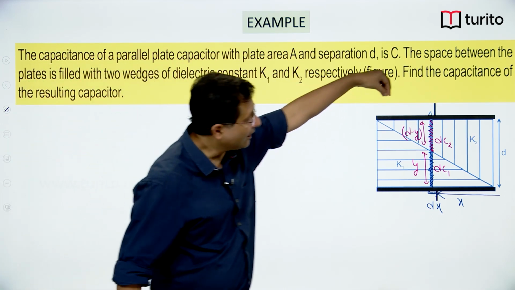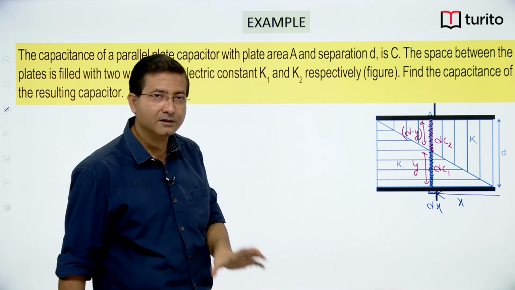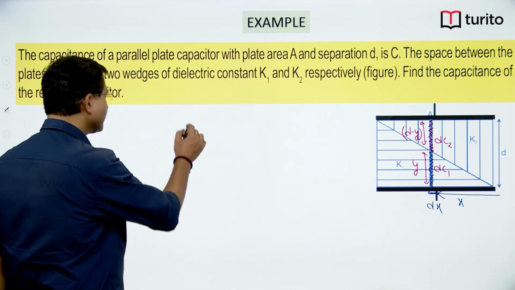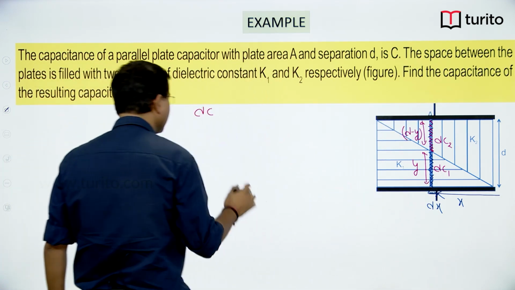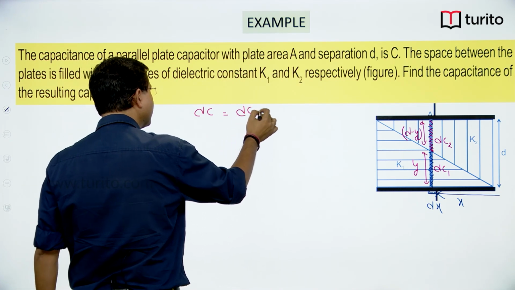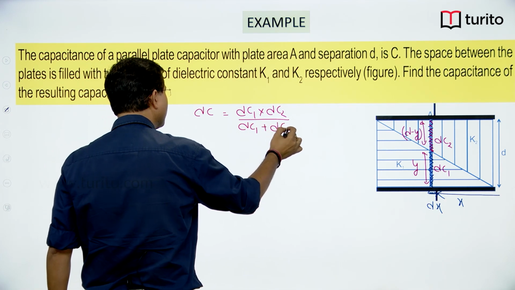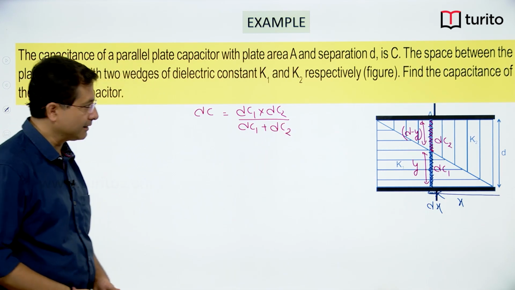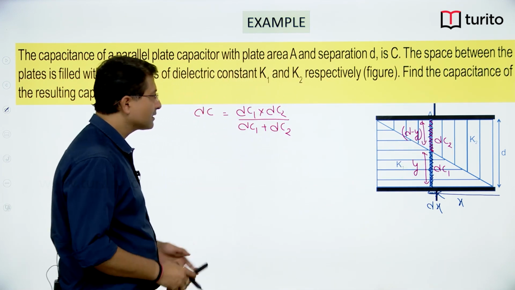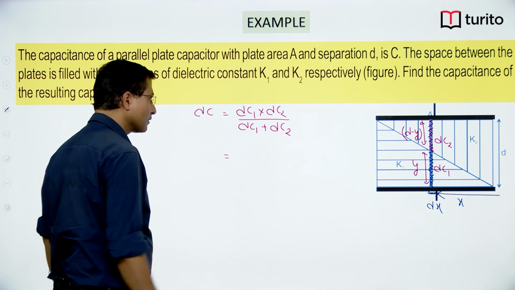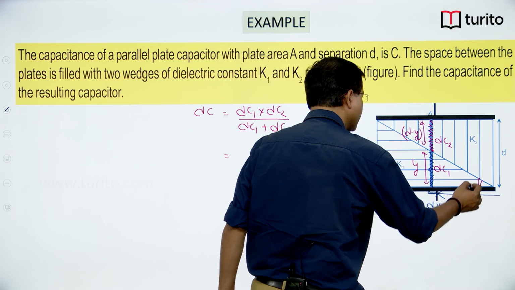Let this height be y, the remaining is d minus y. As charge goes this way, both capacitors will be in series combination, and we will apply the series combination formula. dC for this small element I am getting as dC1 into dC2 divided by dC1 plus dC2, because these two are connected in series. So, let us substitute the values and let this angle be theta.